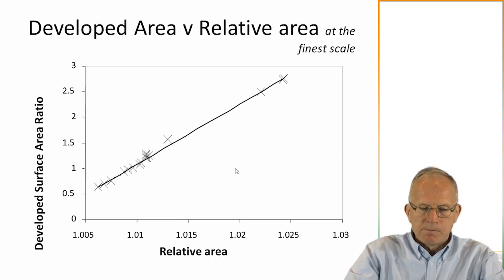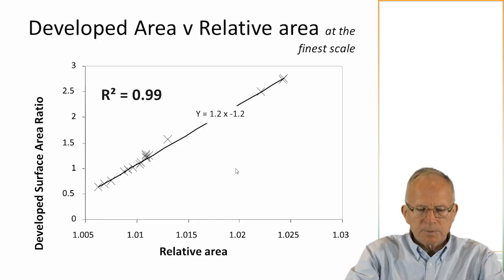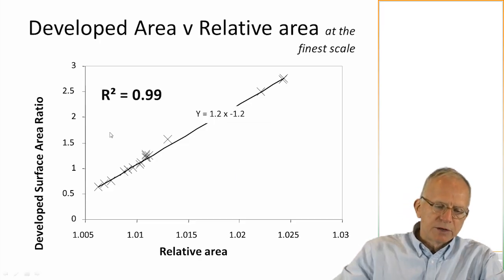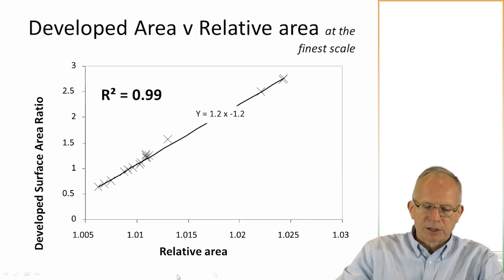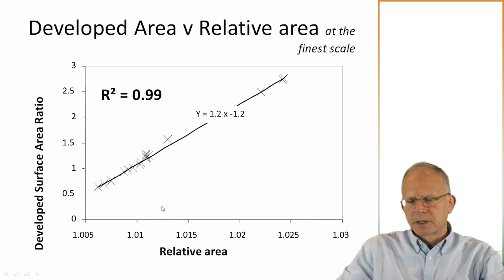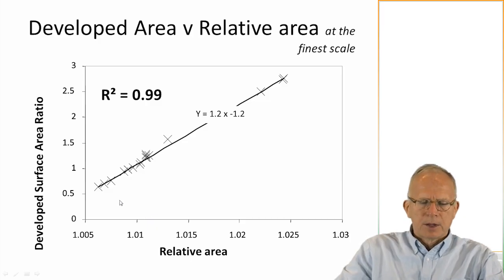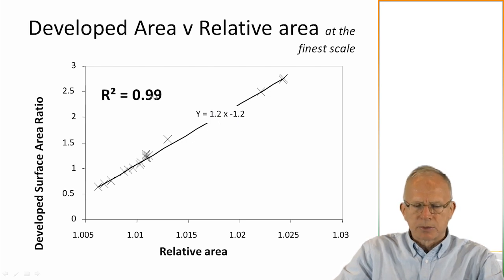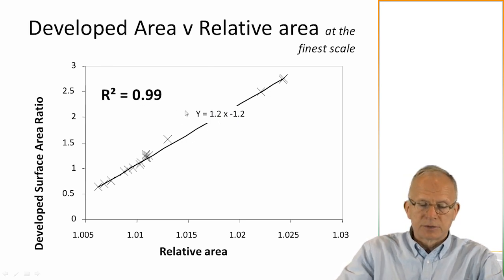So one of the things we note is the developed surface area is very close to the relative area, and we sort of expect that because they're both based on triangular tilings, although the routine is slightly different for both of them. So therefore, the slope is not 1 and the intercept isn't 1, but the r squared is very high.